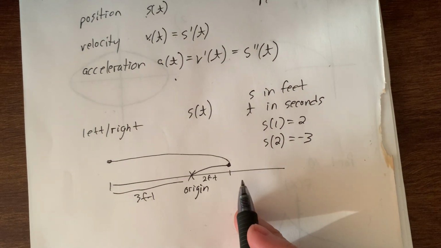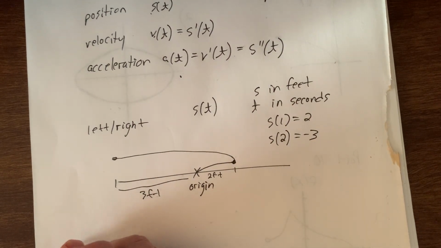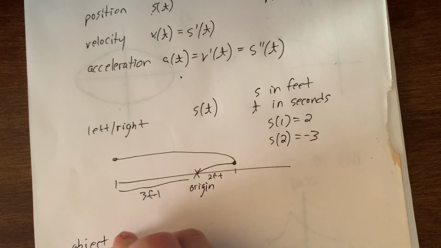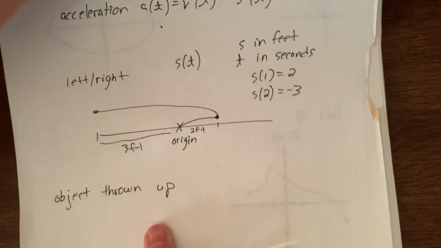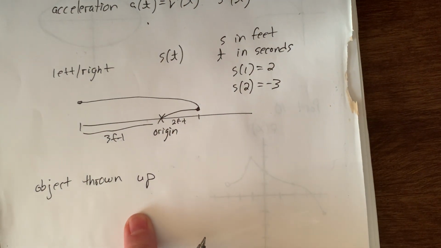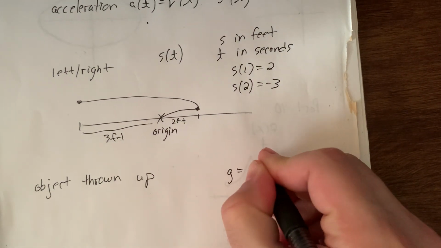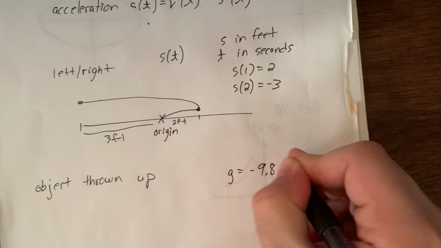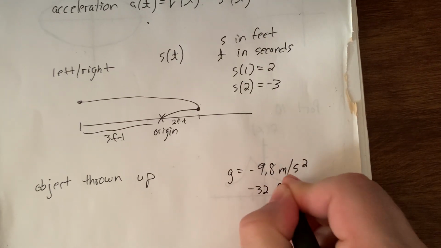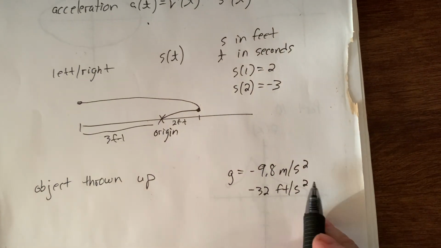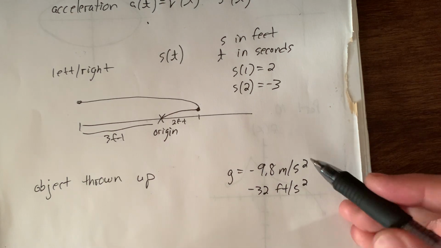The best example, and I'm a little embarrassed I didn't put this in the notes, is if we think about any object that's thrown up. If we think about that situation and we think about gravity, some of you, if you have a little bit more of a physics background, we know the acceleration due to gravity is either negative 9.8 meters per second squared or negative 32 feet per second squared, depending on if you're using metric or if you're using American units. Two quick things I should point out.